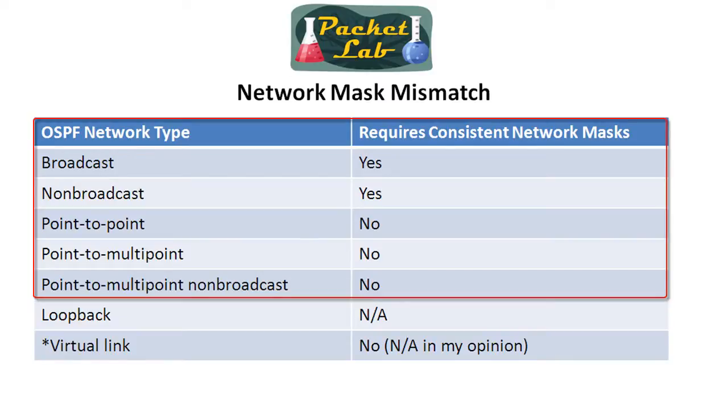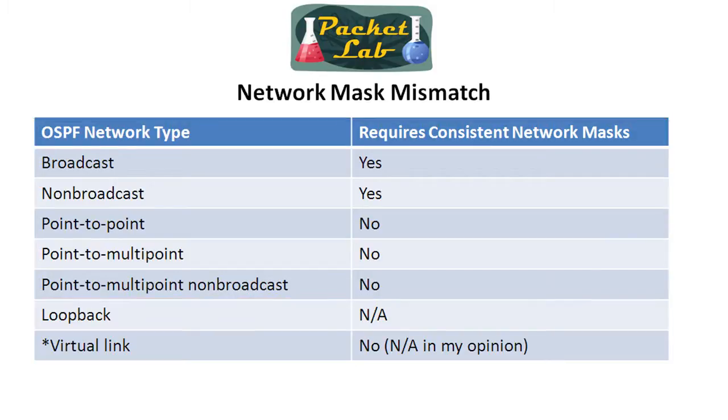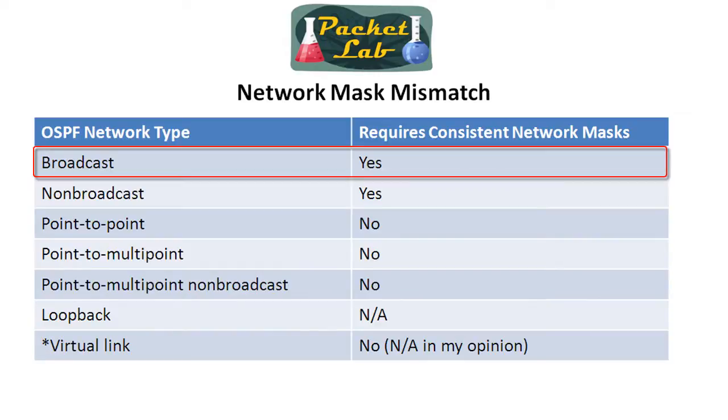So of the 5 major ones, which are broadcast, non-broadcast, point-to-point, point-to-multipoint, and point-to-multipoint non-broadcast, as long as you know that whenever you hear the word point, it doesn't require that the masks match. But if it's broadcast or non-broadcast, the network masks have to match. Now that's why you come back to that media type. The default for Ethernet is a broadcast, an IP OSPF broadcast network type.